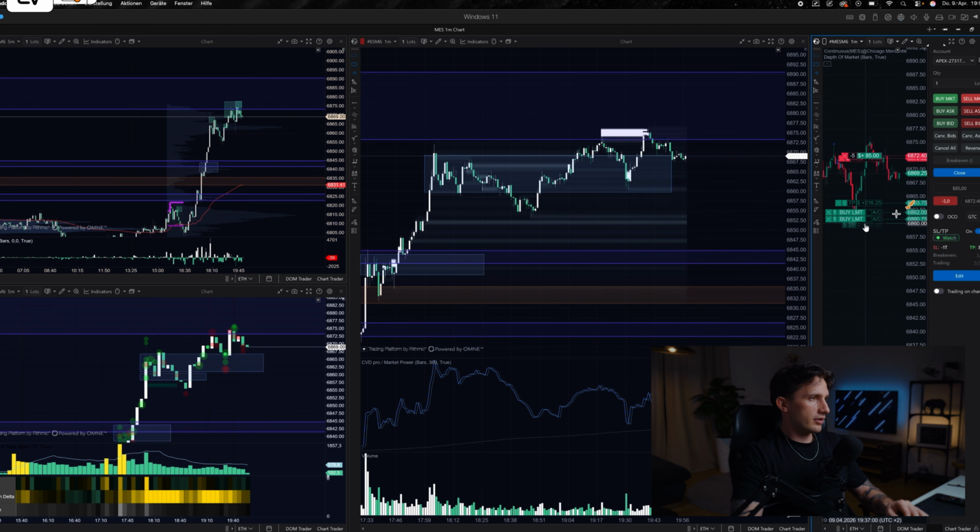Now what I'm doing right here now is to make some partials, right? So some partials right on this liquidity zone, and I am extending here my final target down to this liquidity down here.